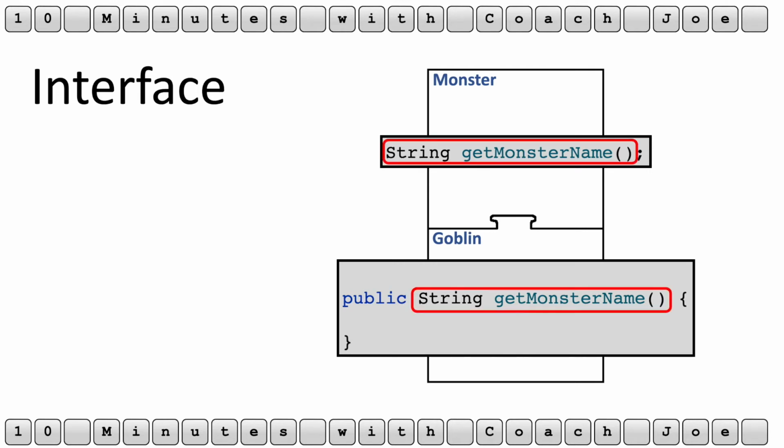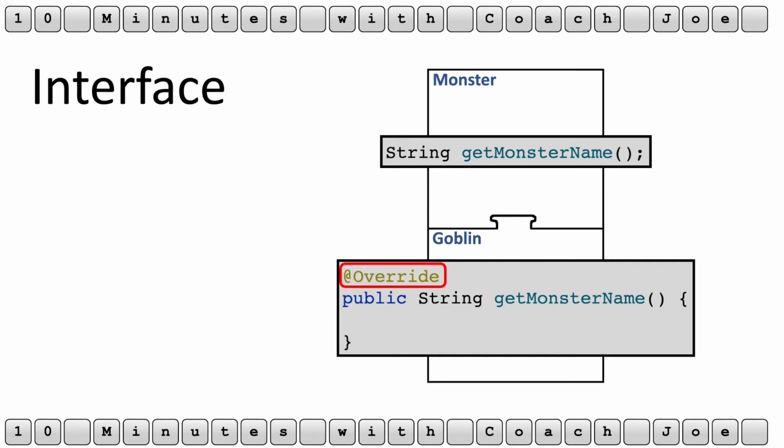The Goblin class must have the exact signature of the getMonsterName method. The access modifier public must be used for implemented methods. The annotation keyword @Override should be placed above the method signature. @Override is not required, but it is encouraged to assist other developers in the future. Inside the code block will be unique code specific to this Goblin class.